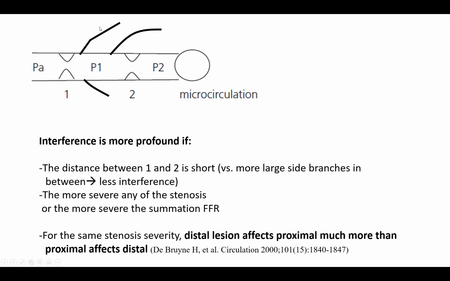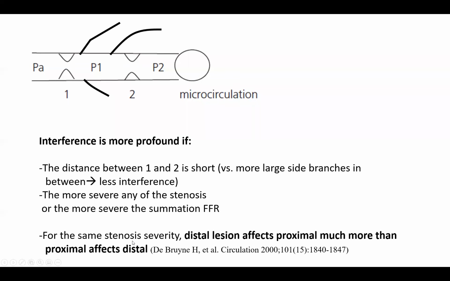Also, the more severe any of the stenosis and the more severe the summation FFR at the end here at P2 level, the more that you will have interference in those lesions. Evidently, the more severe any of the stenosis and the more severe the summation FFR, the more you have impaired flow, and it's all about flow. Everything we described is the effect of flow on pressure. So the more you have impaired flow, the more your flow ratio or pressure ratio will be impaired.